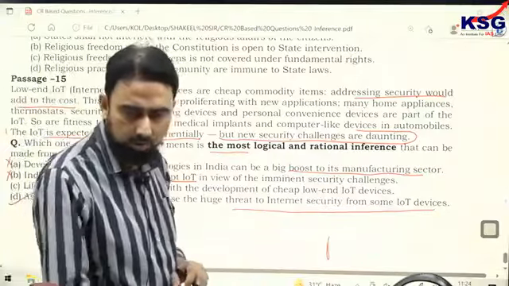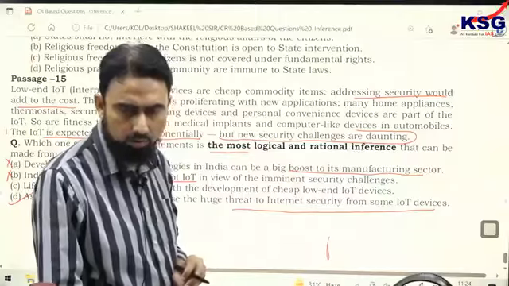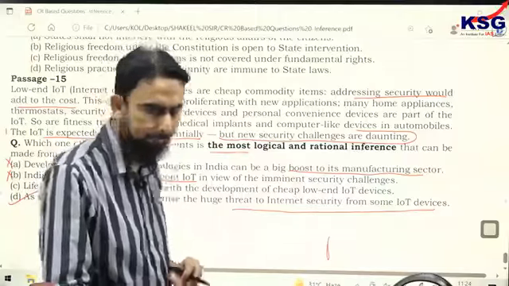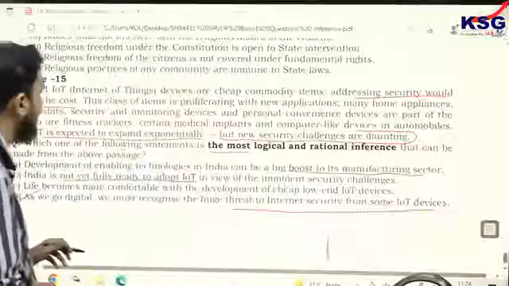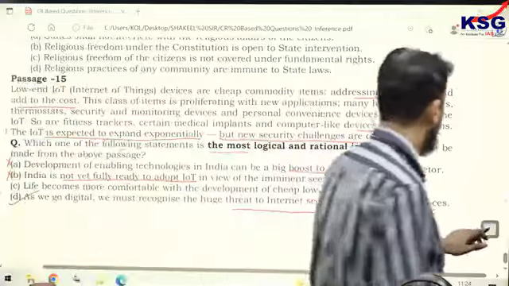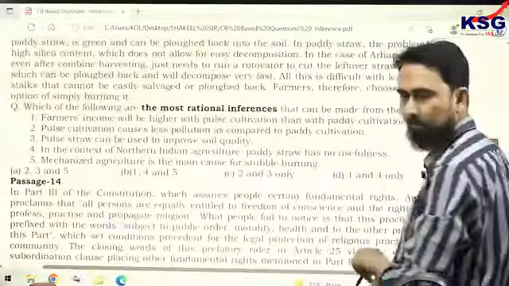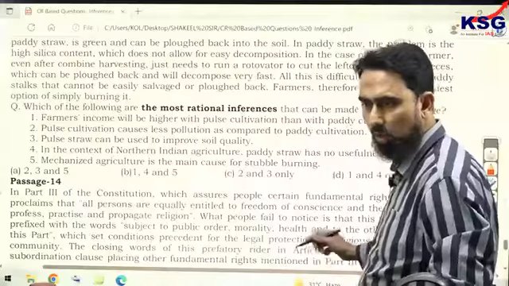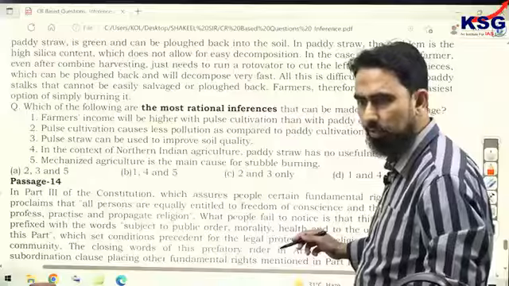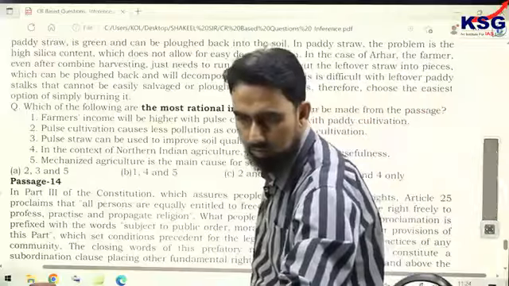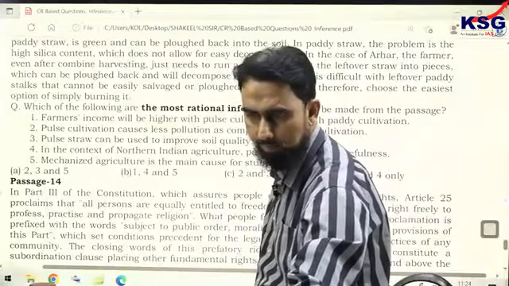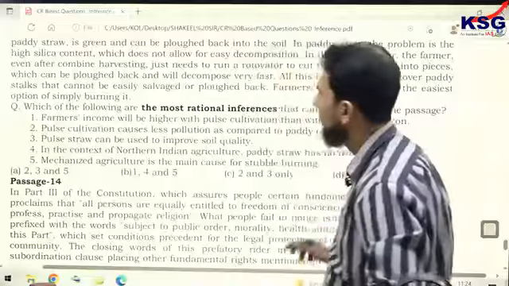I hope it's clear. Anyone else doubtful, any doubt on passage 12? So passage 12, nobody is doubtful in passage number 12.